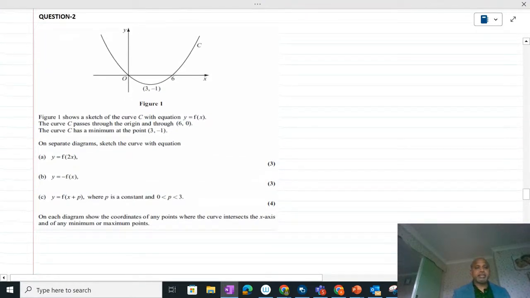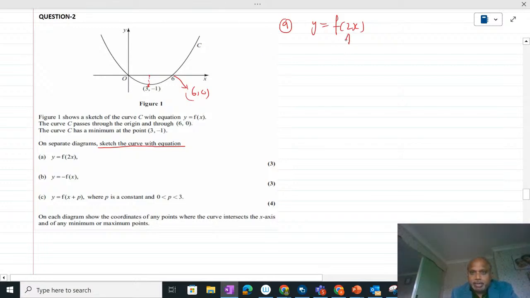If you see here, this is a quadratic curve with the equation y equals f(x), and the curve C passes through the origin and (6, 0). So this point is given, (6, 0). Okay, and the curve C has a minimum point at (3, -1). So this will be your minimum point, (3, -1). On a separate diagram, sketch the curve with the equation y equals f(2x). So our A part is saying y equals f(2x), right? As I explained in the class, here the x coordinate is multiplied by 2, but we will not multiply by 2, we will divide by 2.